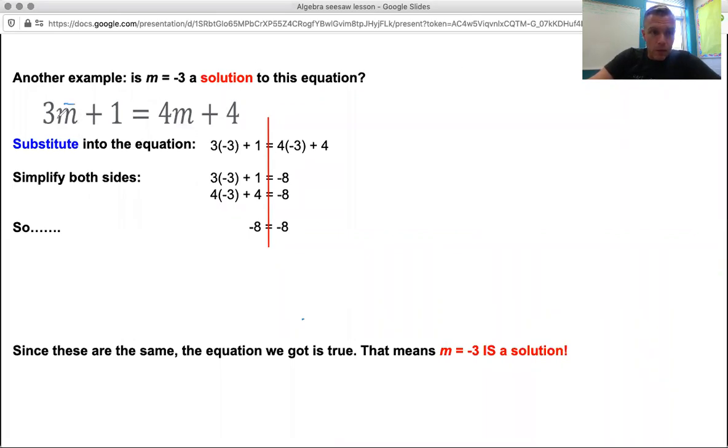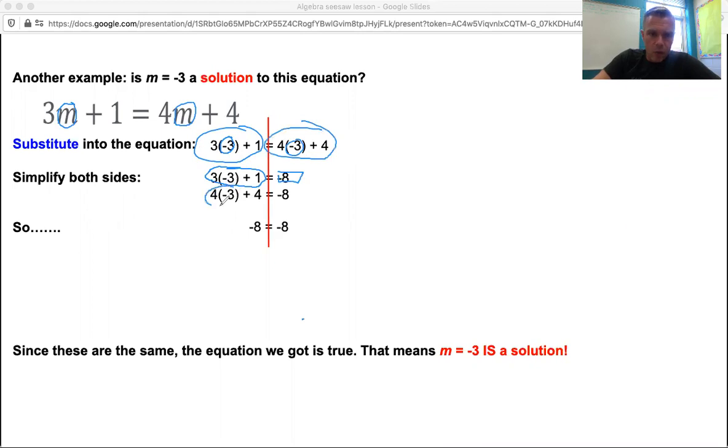So remove the variables, substitute in the value you want. There's my -3. So we're going to take on this side, -3 times 3 plus 1 is -8. On this side, 4 times -3 plus 4 is also -8. Since both sides are the same, it balances out. That teeter-totter is well balanced, and it's not dumping anybody on the ground.